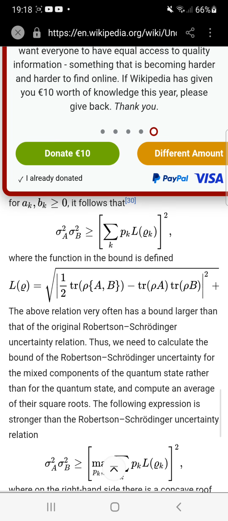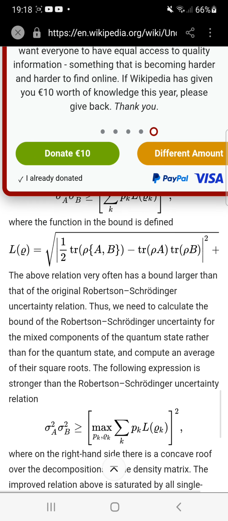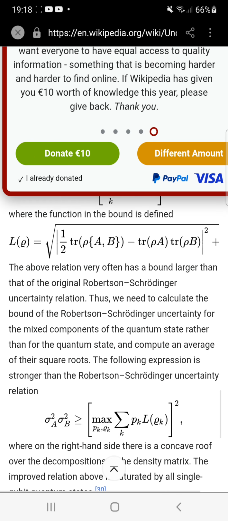when the function in the bound is defined as Quachi equals root a half.